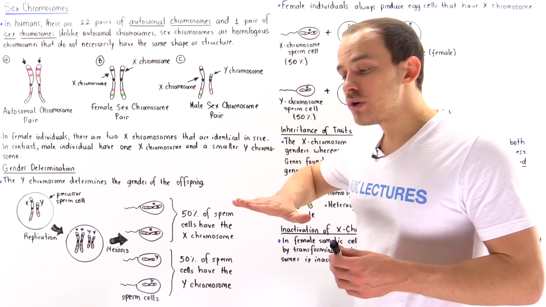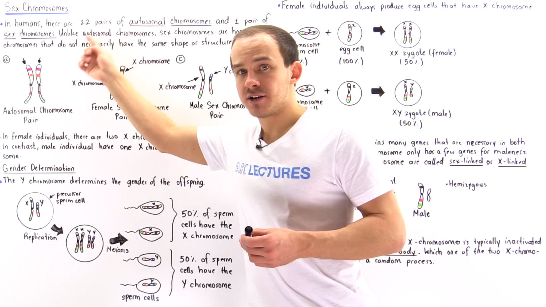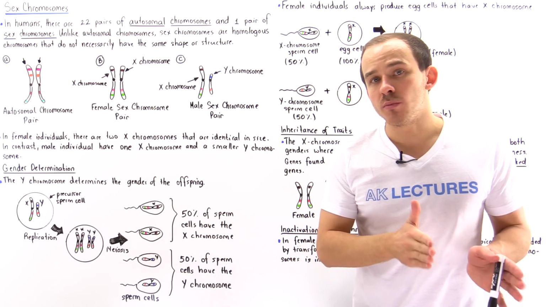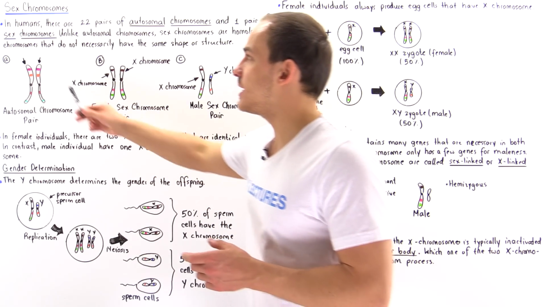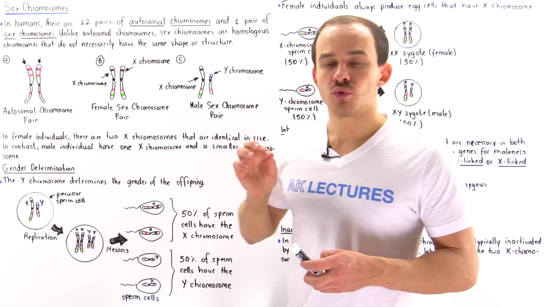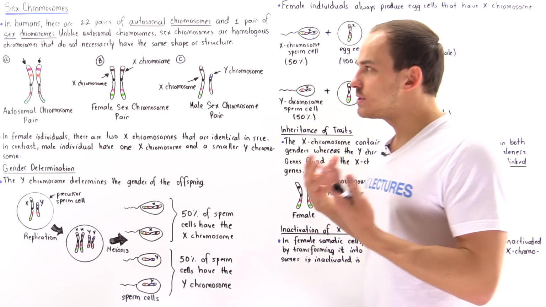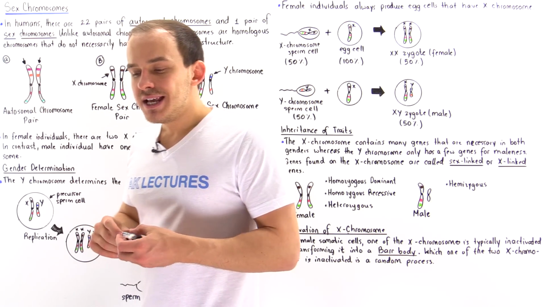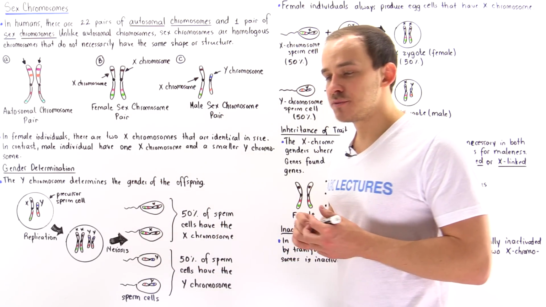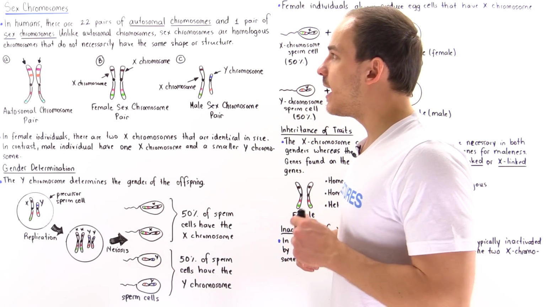Now, out of these 23 homologous pairs, 22 pairs are known as autosomal chromosomes, and the other pair, the final pair of chromosomes, is known as the sex chromosome pair. Now, in this lecture, we're going to focus on the sex chromosomes. The first major difference between autosomal chromosomes and sex chromosomes is the following.